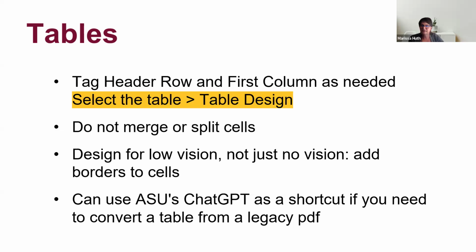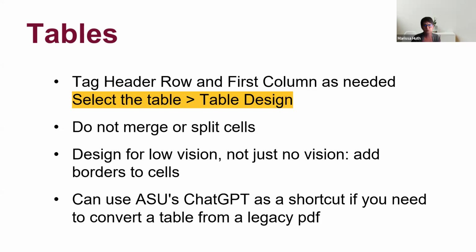Okay, tables. Table header rows are another item that the automatic accessibility checker will identify. But I did not notice it checking for first columns. I did mark my tables with first columns. But you should always tag header rows and first columns if they are needed. To do that, you select the table and then go into table design.